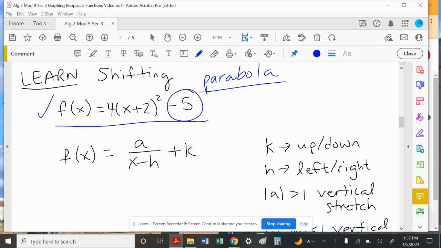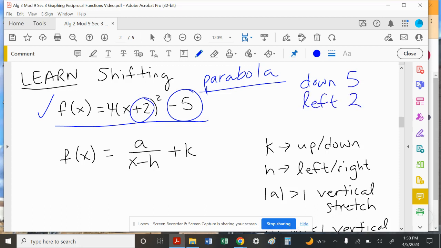Remember that this -5 tells me that the function goes down 5. This 2, remember, is always the opposite. So instead of it going right 2, which is the positive direction, it goes left 2. It goes in the opposite direction. So left 2 for that 2. And this 4 tells me that it goes 4 times faster up. So it goes up 4 times faster.